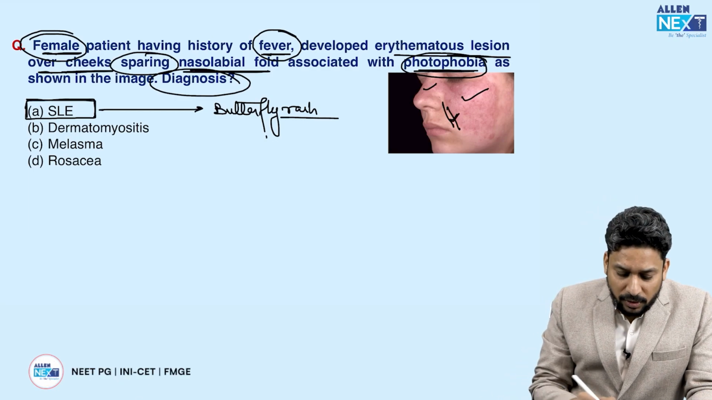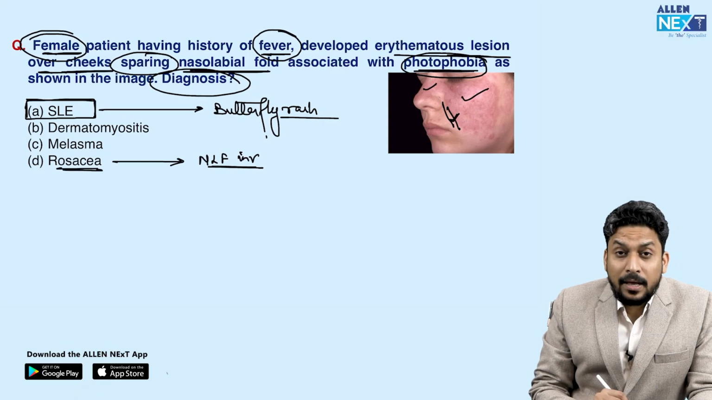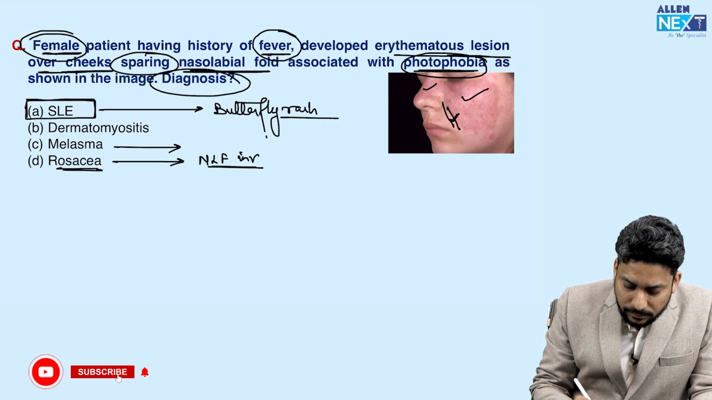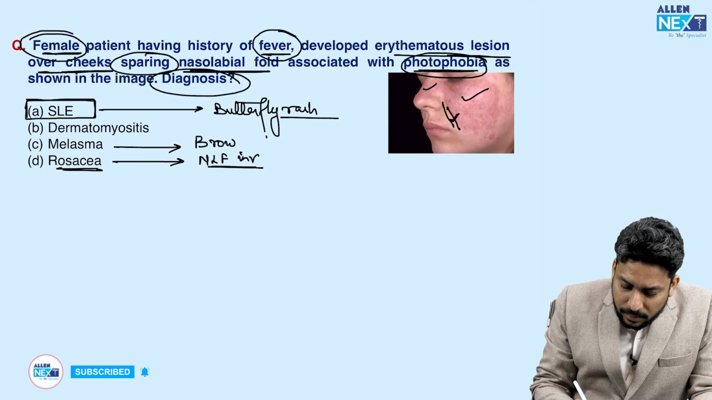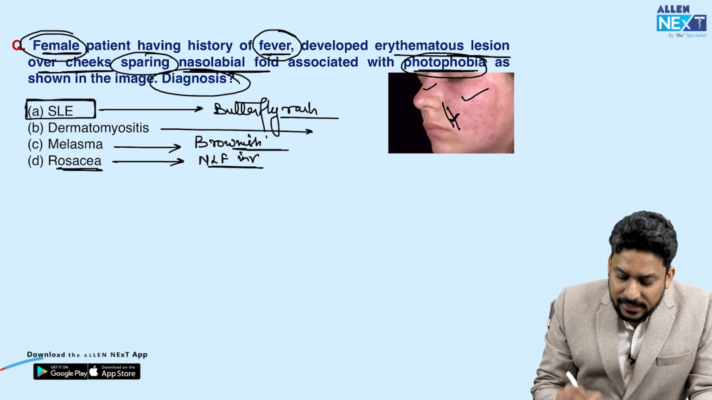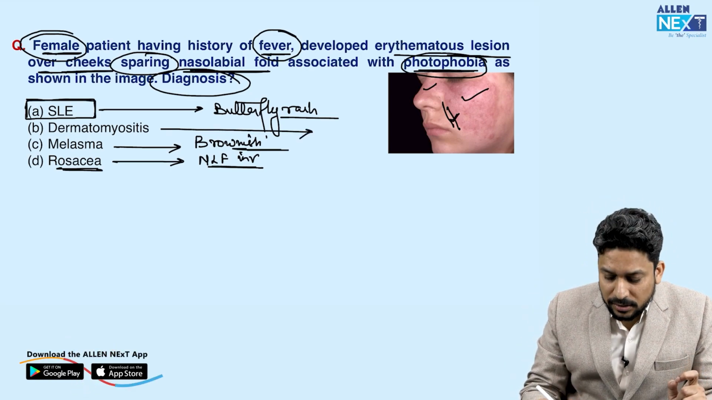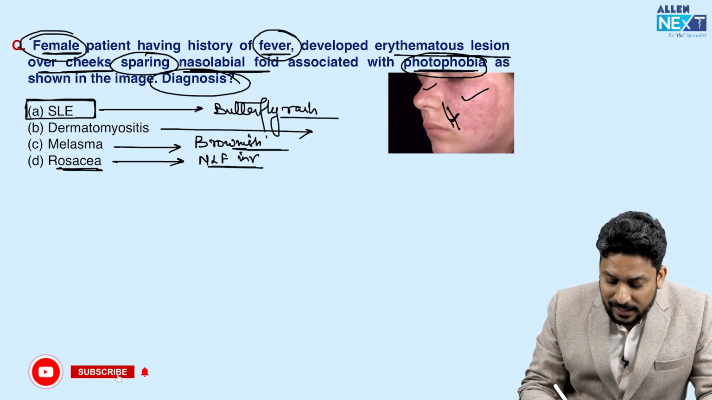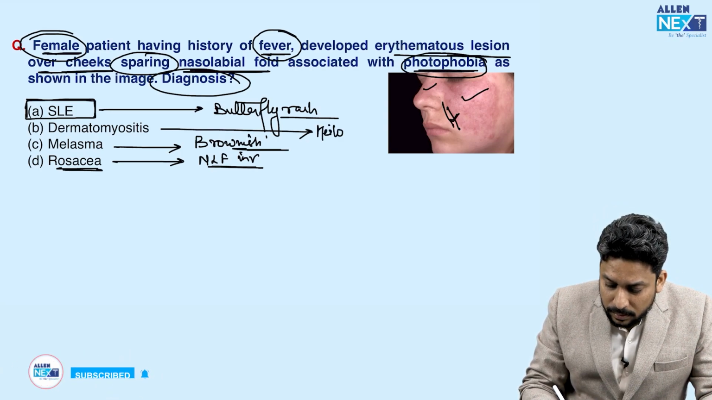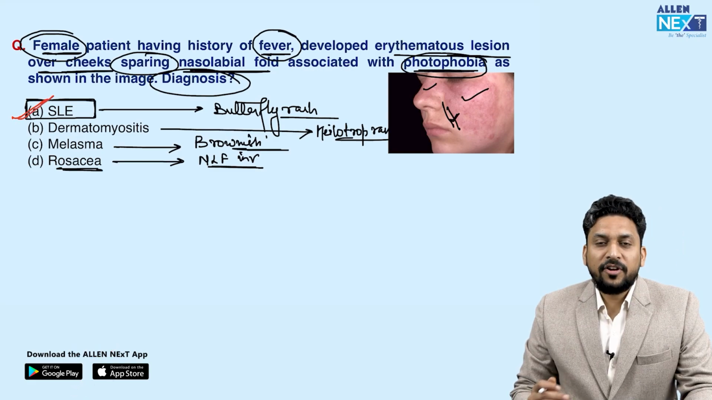While the nasolabial fold can be involved in rosacea, melasma has brownish discoloration, while dermatomyositis can have a heliotrope rash, which is slightly violaceous or reddish and around the eyelids. So that's why this is a case of SLE. Moving on to the next question.